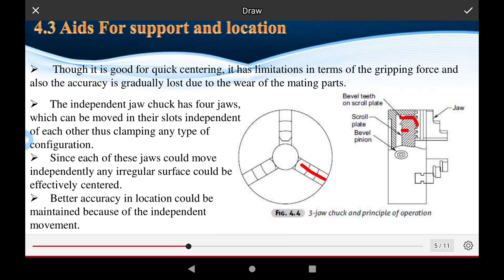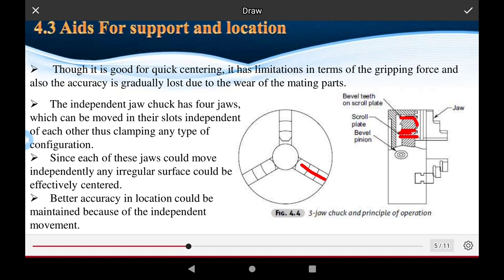The pinion on the thread of the jaw chuck rotates the teeth and the scroll plate, and the scroll plate moves the pinion. All of these are included in the head of the jaws in the chuck of the machine. This is very hard.